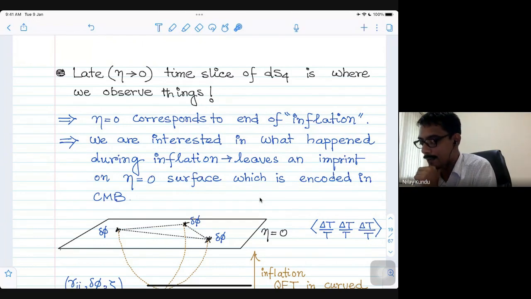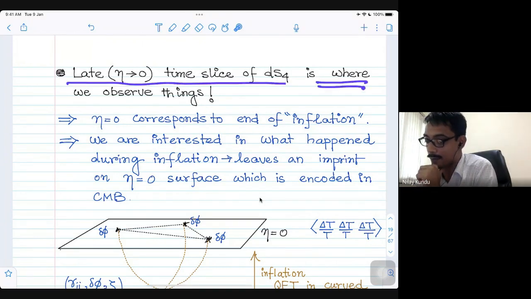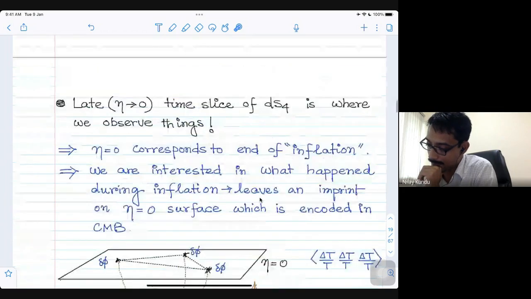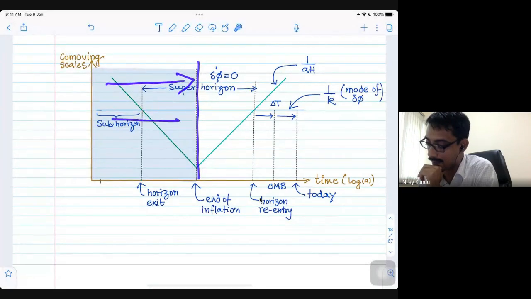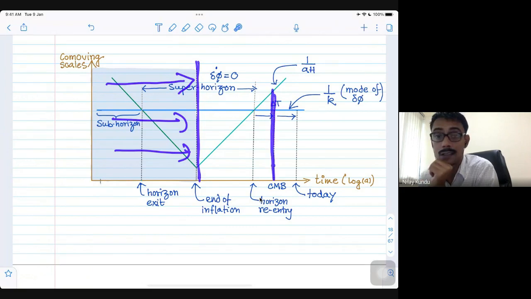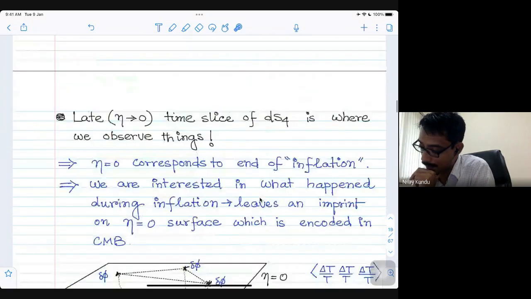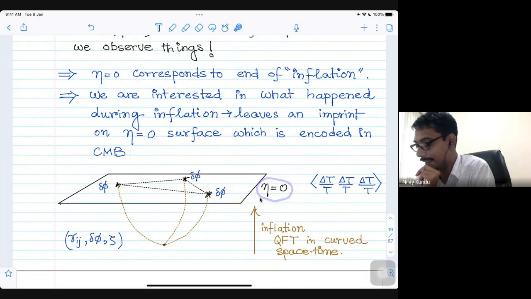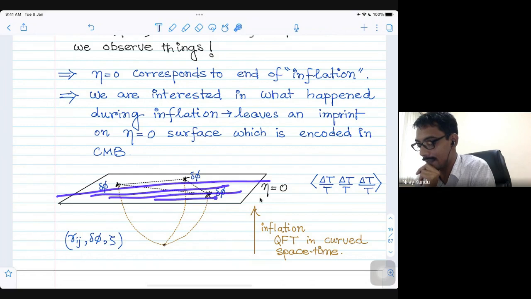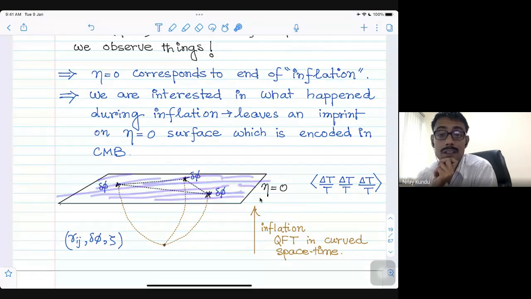So the late time slice of de-Sitter is where we are observing things. That's like the end of inflation. Whatever happened on this slice is what we observe in the CMB. That's what I explained. And in conformal time coordinate, which is eta, eta runs from minus infinity in the far past to eta equal to 0 at the end of inflation. So this slice is the end of inflation.